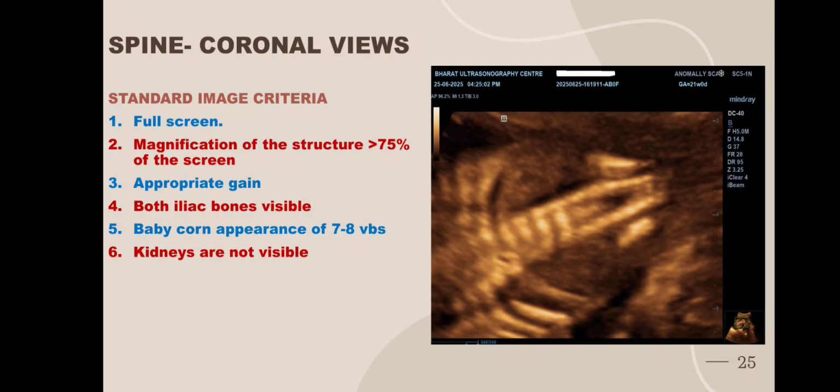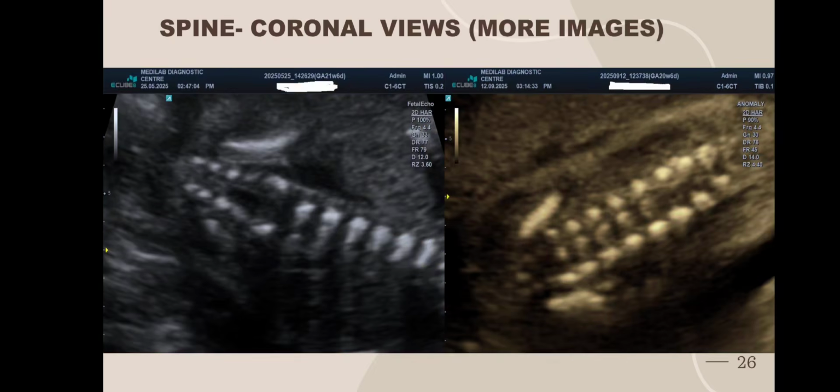Now come to the coronal views of spine. Here you see with appropriate gain both iliac bones visible. See both iliac bones, and baby corn appearance of 7 to 8 vertebrae. Kidneys should not be visible. These are more images of coronal views of spine.